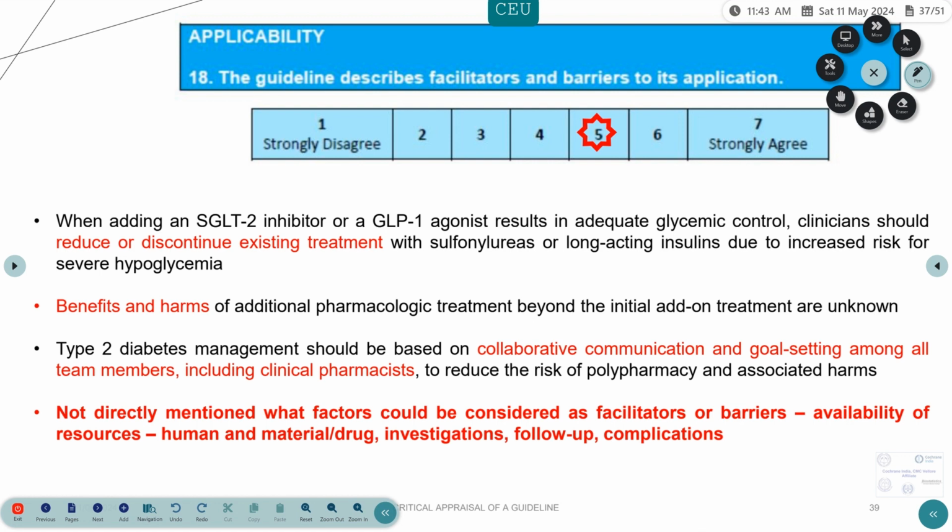So there is no direct mention of what factors could be facilitators or barriers. So I've rated it a little low, but you could understand if you read it in detail. But that is not what a guideline is for. It should be just there so that people can understand it easily.